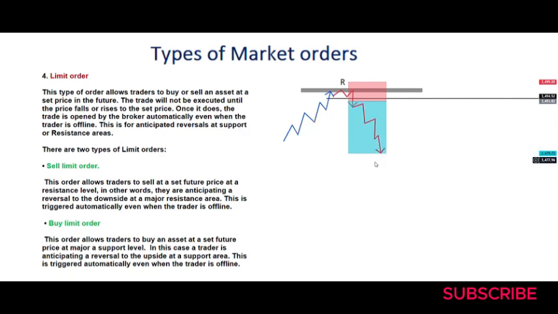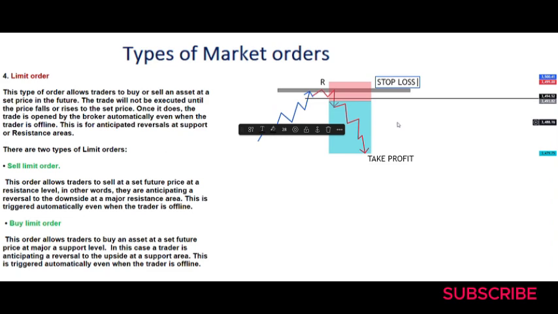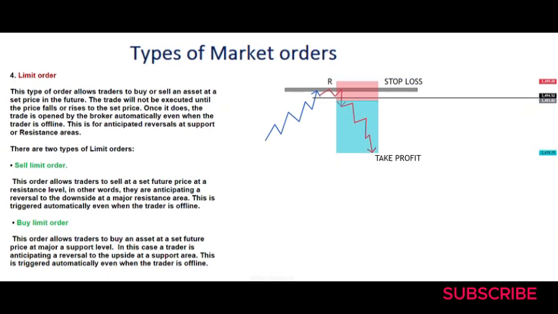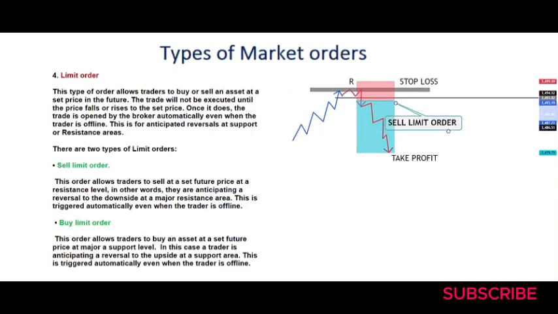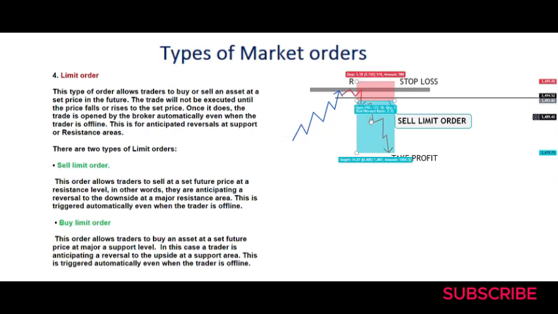So you'd have to set your take profit here. I've already explained what take profit means. So your take profit will be right down here, and your stop loss will be somewhere up there, right there. So this would be what you'd be anticipating. So this would be a sell limit order. It happens in the future, instructing the broker to open a sell position at a higher price around resistance level, anticipating a reversal to the downside.